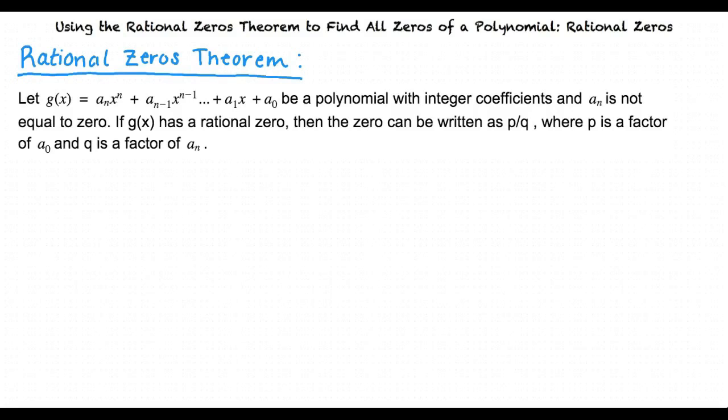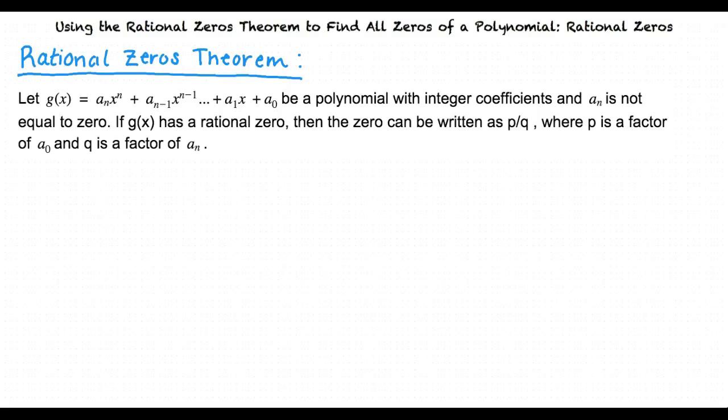Let g of x equal a sub n x to the power of n plus a sub n minus 1 times x to the power of n minus 1, and so on, plus a sub 1 times x plus a sub 0, be a polynomial with integer coefficients and a sub n not equal to 0. If g of x has a rational zero, then the zero can be written as p over q, where p is a factor of a sub 0 and q is a factor of a sub n.